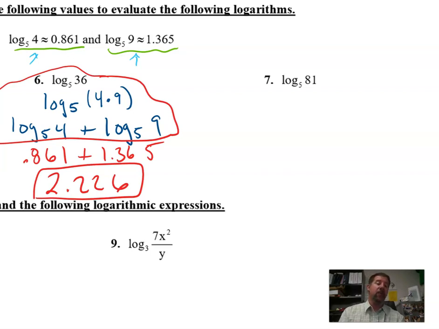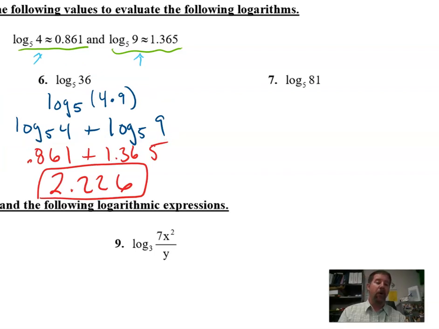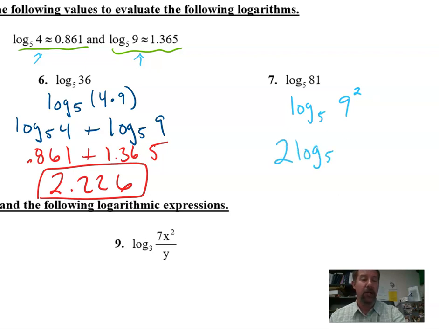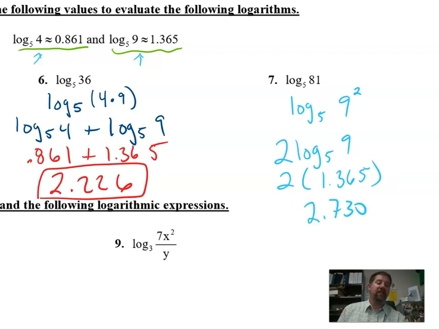So I could say 81 is 9 times 9, but we haven't used the product property yet, or the power property yet. So let's try to rewrite this instead as log base 5 of 9 squared. All right. Now using the power property, if I have an exponent, we said you could take that exponent and move it to the front. And so I could rewrite this as 2 log base 5 of 9, or this would be 2 times 1.365. And this would give me 2.730.